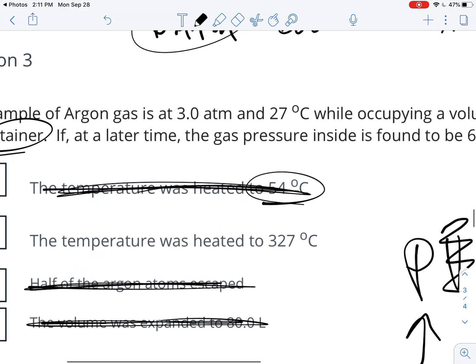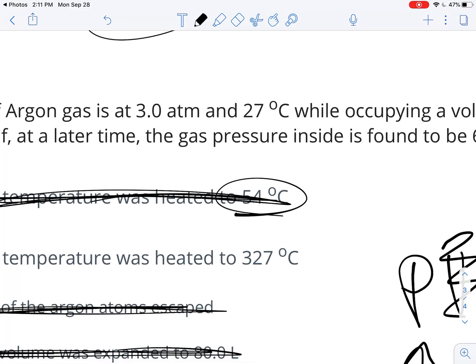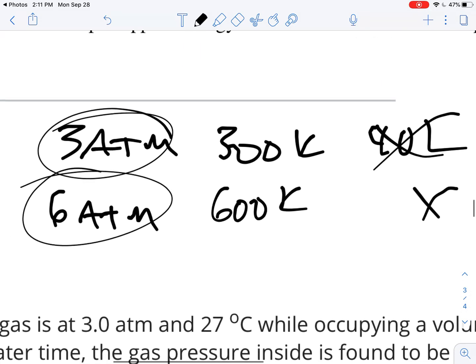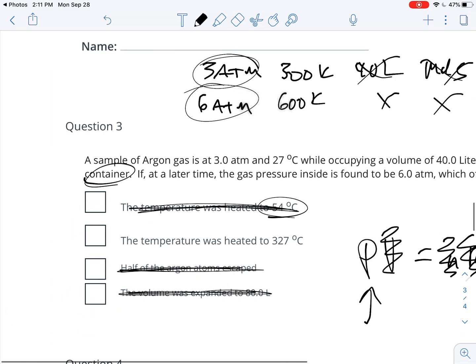How does the 327 work? Because 27 doesn't go up to 327. Well, it does in Kelvin. So 300 up to 600 is doubled in Kelvin. So it's that one there, even though it's a little bit weird looking.